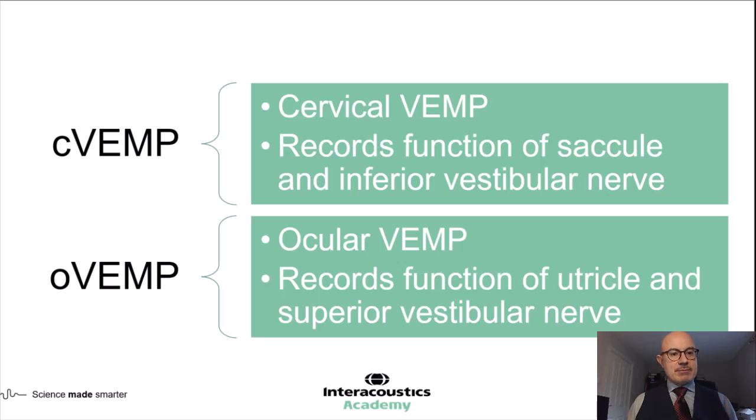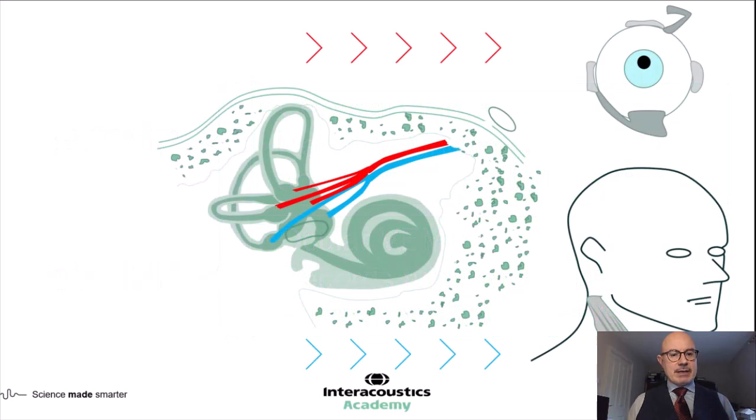The oVEMP, along the same sort of pathway, actually records the function of the utricular system. So now we're looking at the otolith system in two different ways, both the utricular system and the saccular system, both detectors of movement relative to gravity, and certainly of linear acceleration. Now, for this utricular system, we know from earlier work on the physiological innervation of the inner ear that the superior vestibular nerve has the largest component there. And what does that look like if we look at it as a diagram?